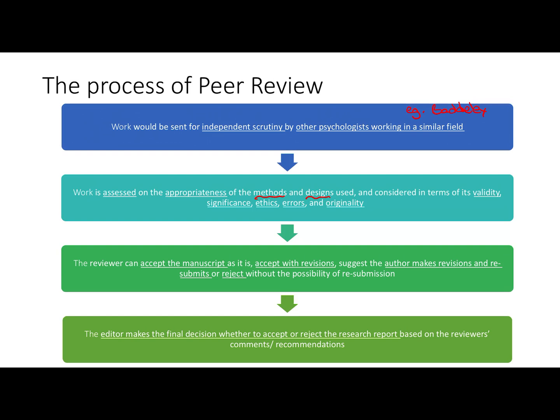We consider the validity of the study. We consider the significance of the results. Significance in terms of statistical significance. So is the data significant, i.e. did it occur due to a factor other than chance? Was it due to the manipulation of our variables? And we're also going to be assessing it based on its significance to society. How important is it that this research is published and is in the public domain?